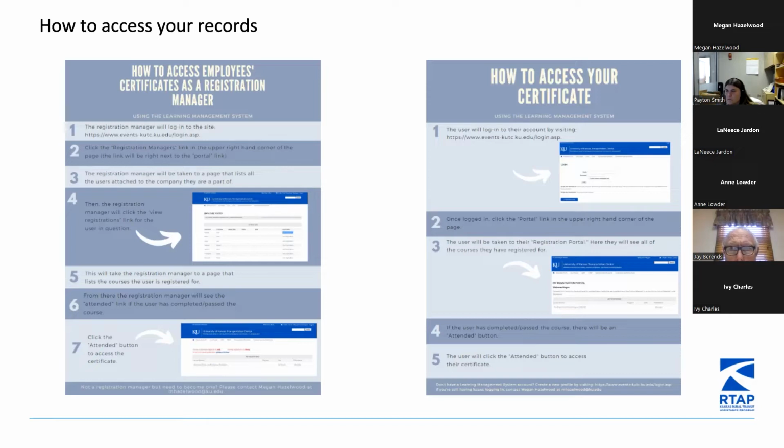You'll click that link and you'll be taken to a page that has all of the users that are attached to your company. It'll look like a list, which we have a little screenshot of there, and you'll click on view registrations for whichever person you're trying to view. That will take you to a page that lists all of the courses that user has registered for. From there, in order to access a certificate, you'll click their attended link, and that will show up if a user has actually attended that course and was marked present. Once you click that attended button, that will populate the certificate for them, which we saw an example of on a previous screen.